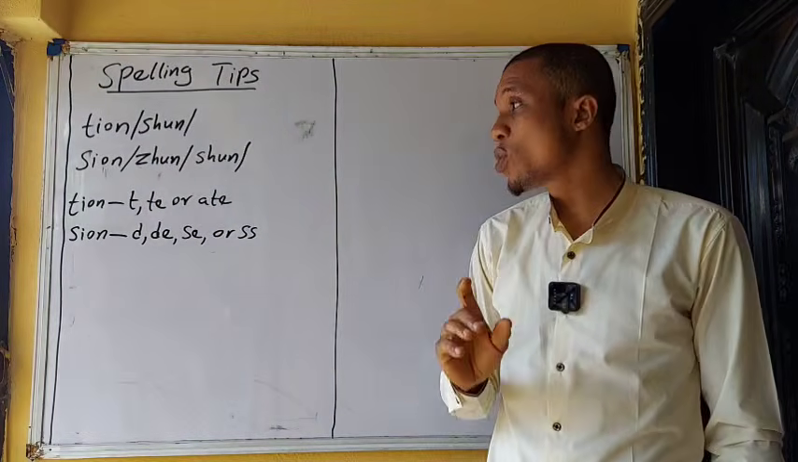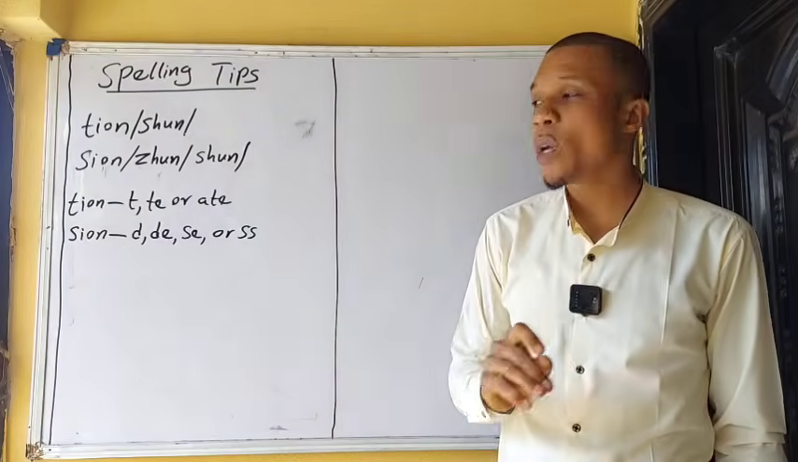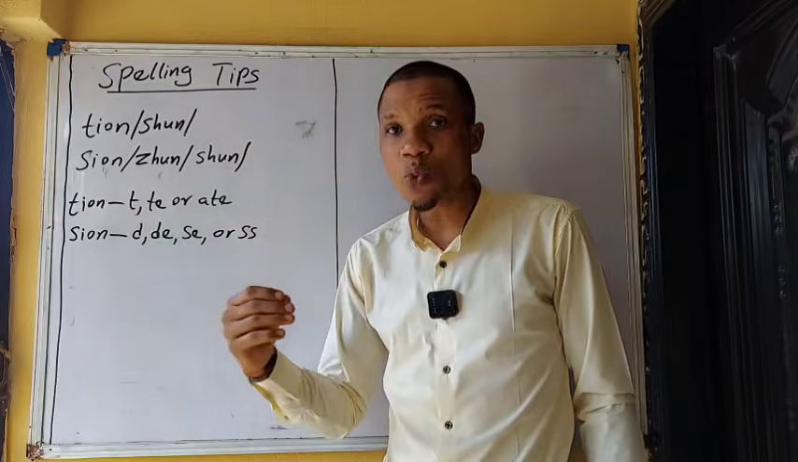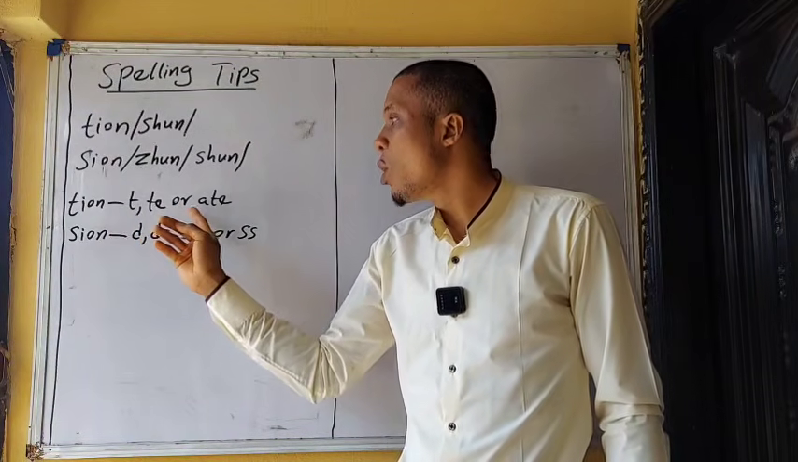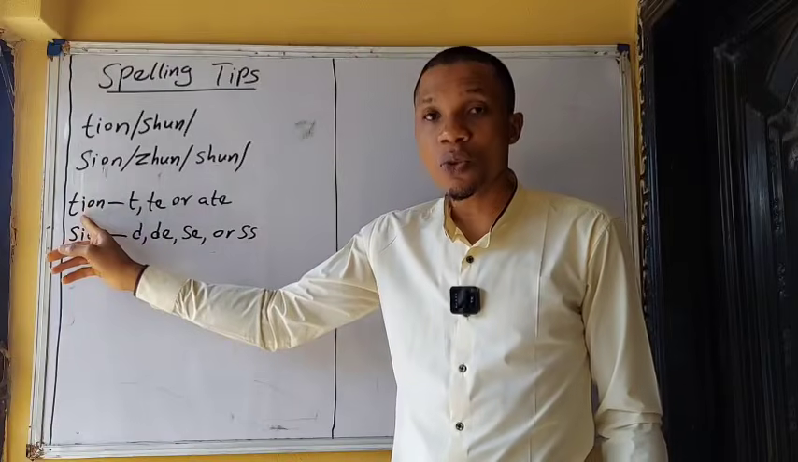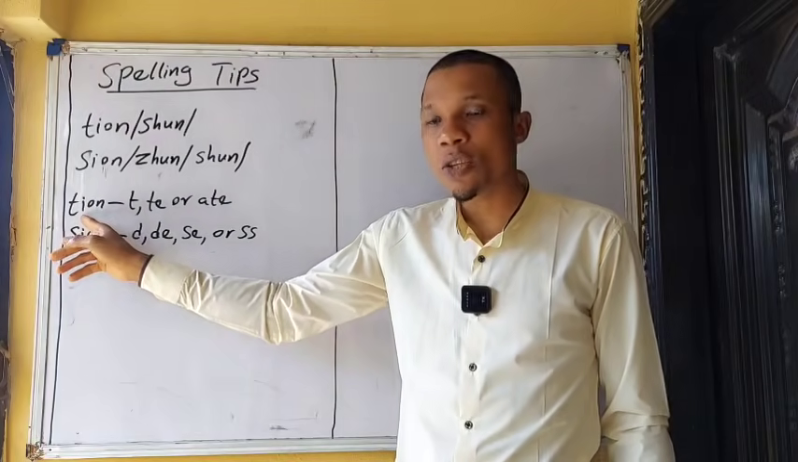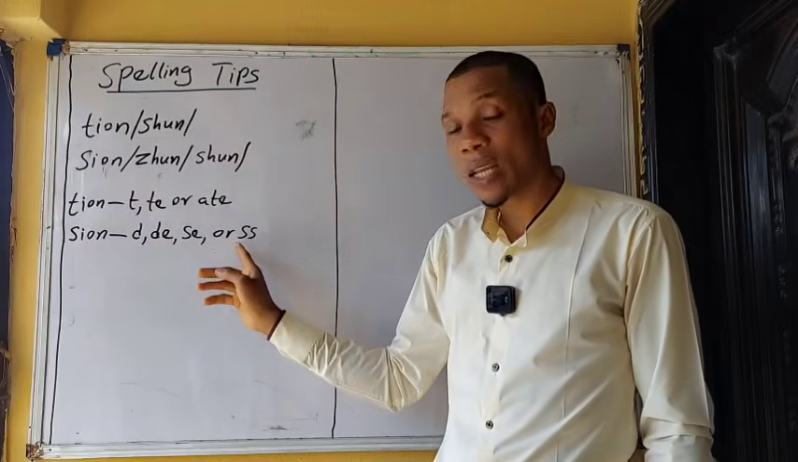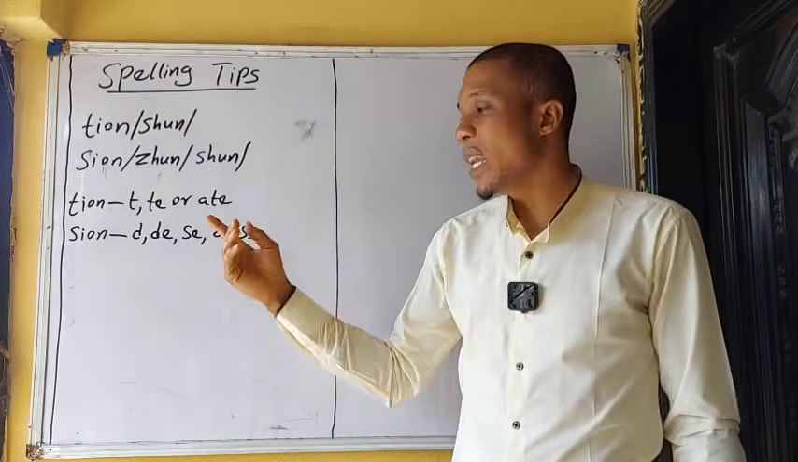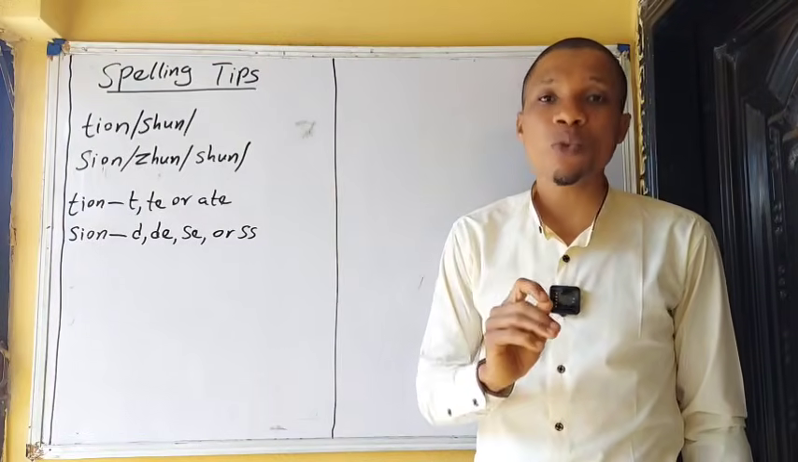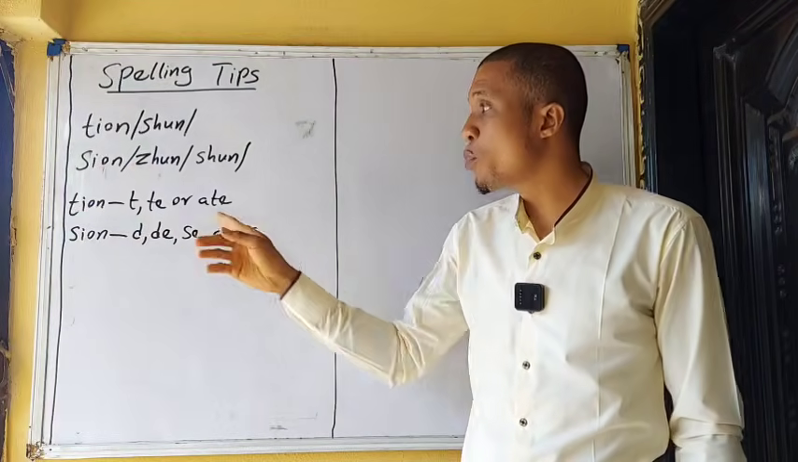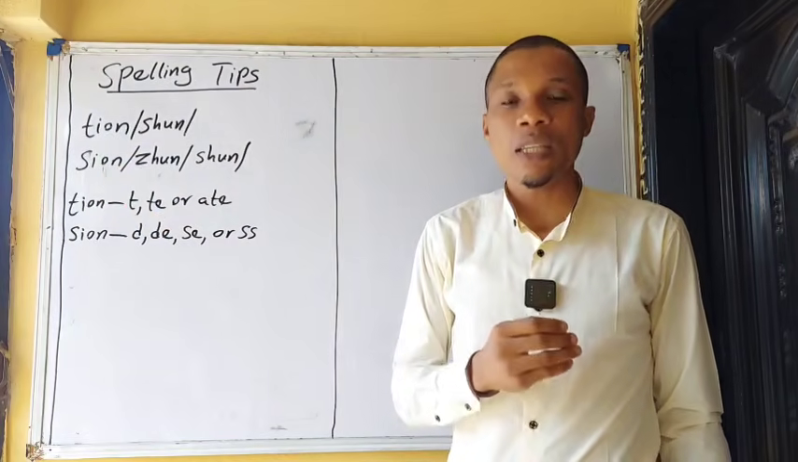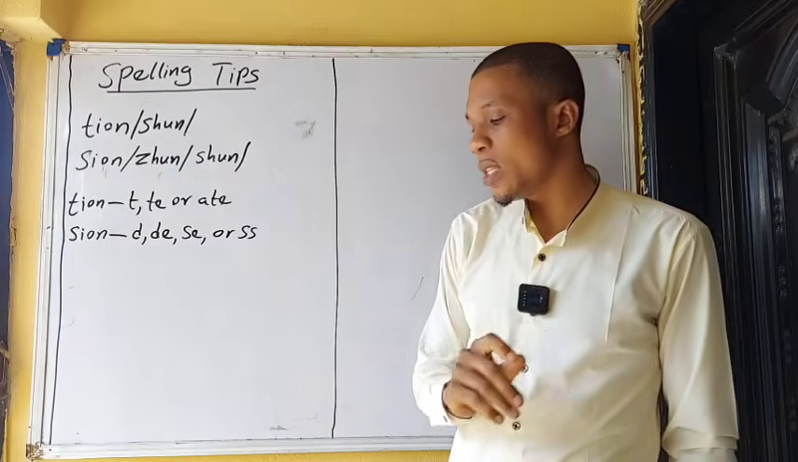So the best method for you to identify which of them to use when spelling is the method I've indicated here. When the base word ends with t, te, or at, know that you are going to use the tion "shun." And when the base word ends with d, de, or se and ss, know that you are going to use the sion "shun." What do we mean by base word? The base word is the word that you have spelt before putting this suffix, because these are all suffixes. Is that clear?